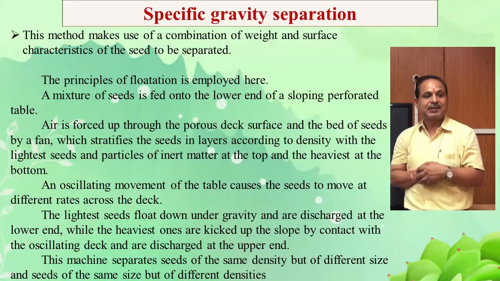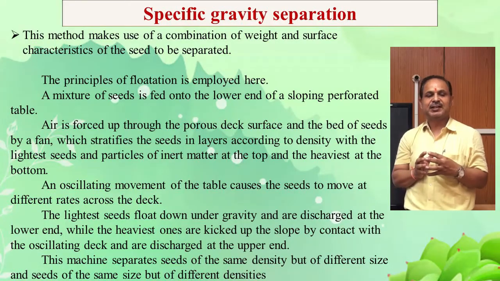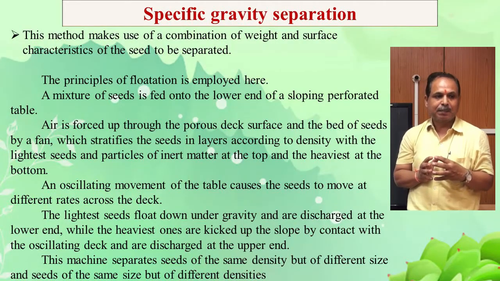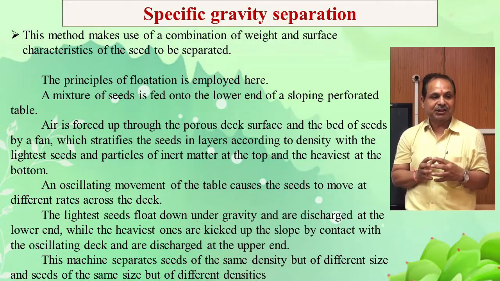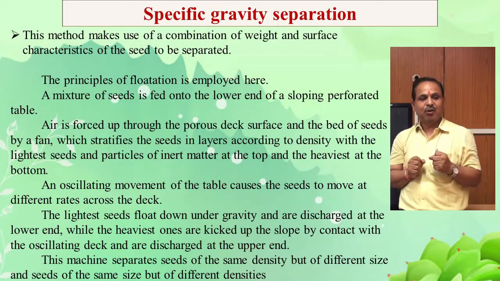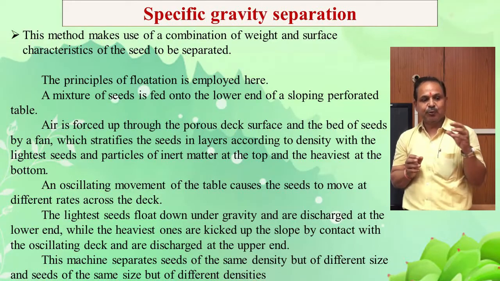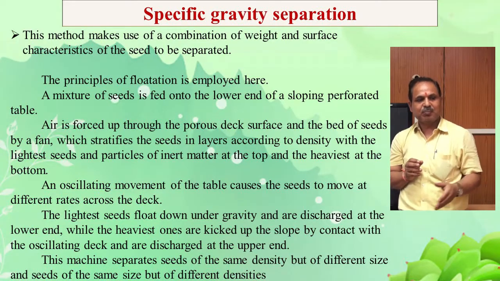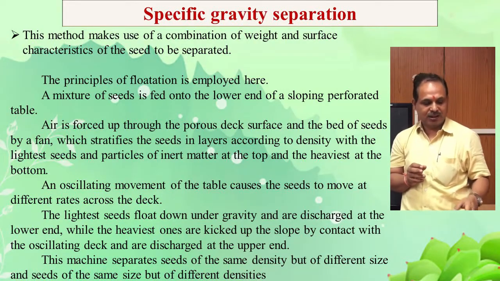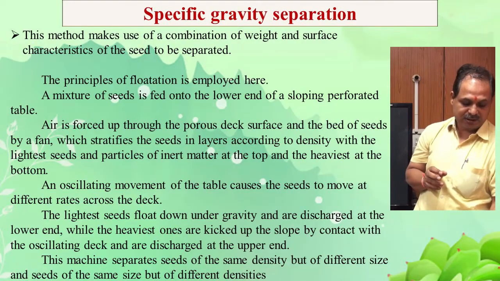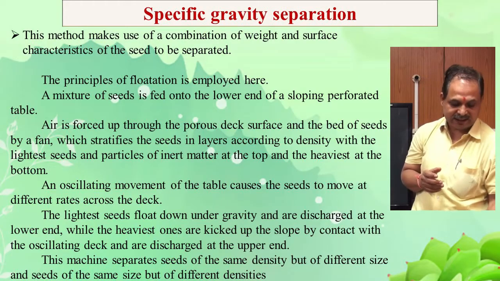This is the specific gravity separation. This method makes use of a combination of weight and surface characteristics of the seed to be separated. The principle employed here is based on flotation. In flotation, a mixture of seed is fed onto the lower end of a sloping perforated table. Air is forced up through the pores. These are some of the procedures by which the seeds are separated by their weight and surface characteristics.